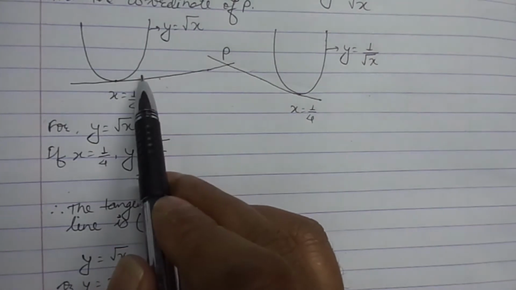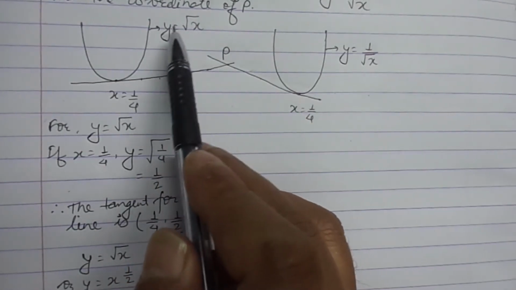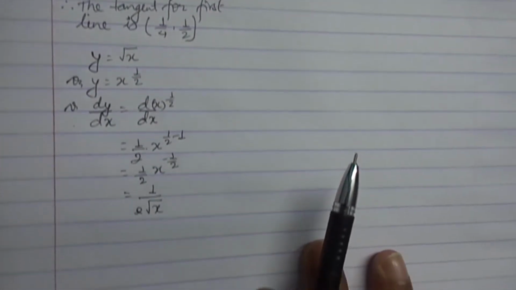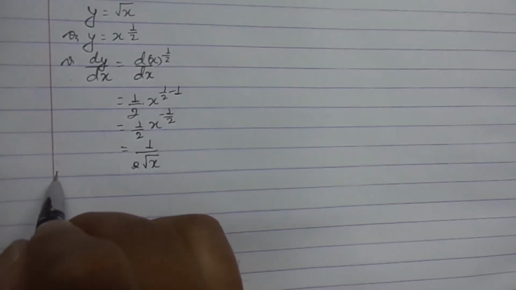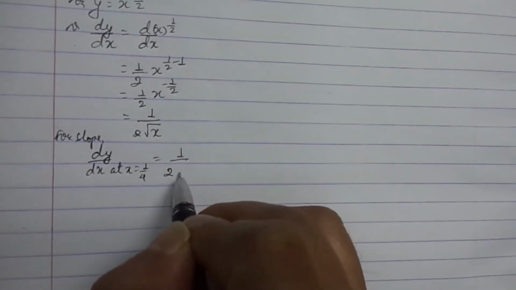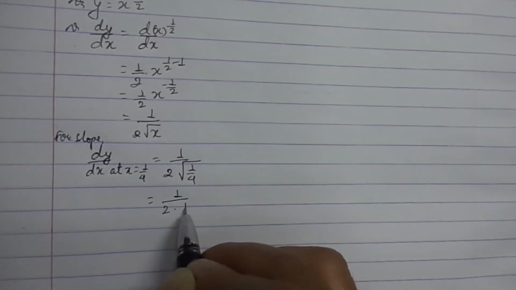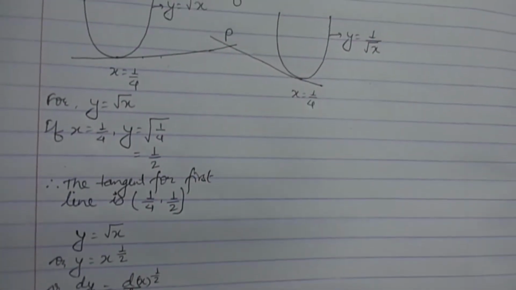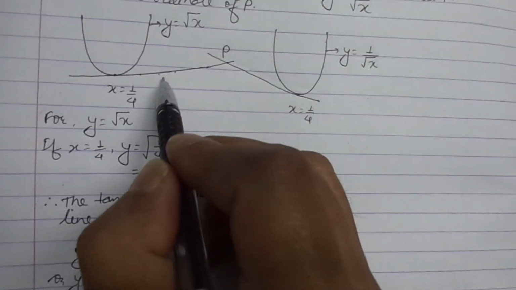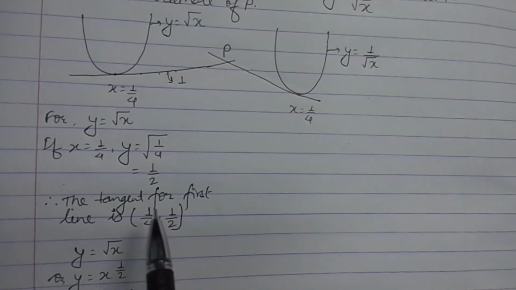In order to find the slope of this tangent, we find the first derivative of this curve at the point x equals 1 upon 4. That is, for the slope, dy upon dx at x equals 1 upon 4 will be 1 upon 2 root under x. Instead of x we will write 1 upon 4. If we solve, then we will get 1 upon 2 into 1 upon 2, that is 1. The slope of this line is 1, and the passing point is 1 upon 4 comma 1 upon 2. Then we can find the equation of this line.